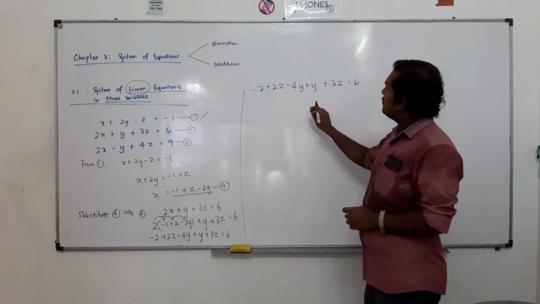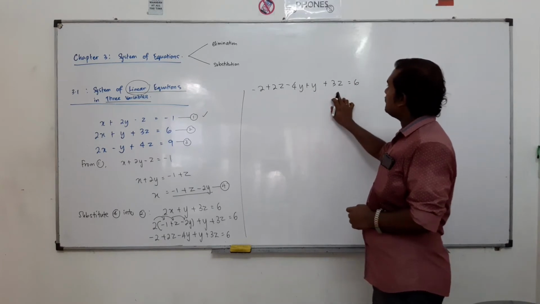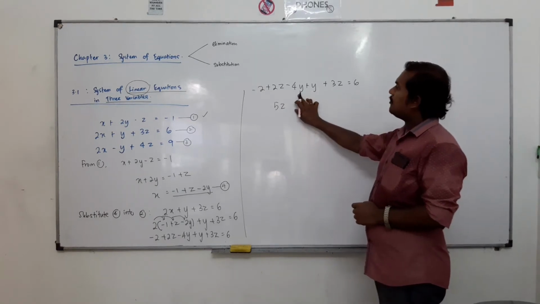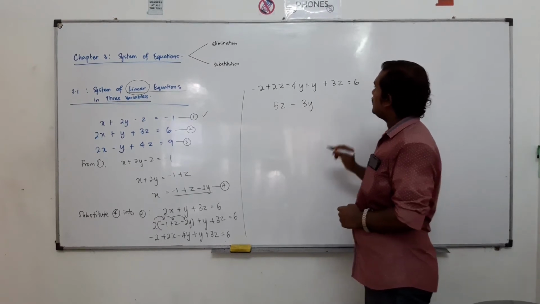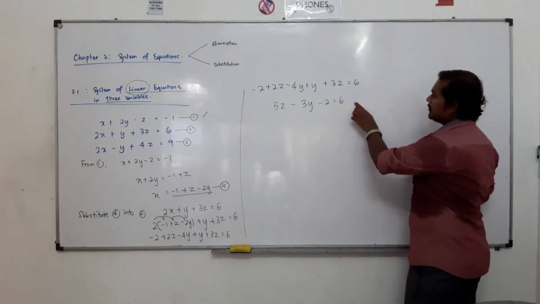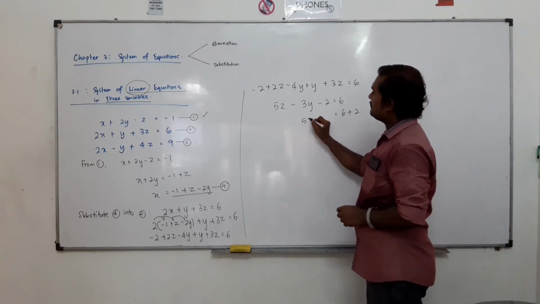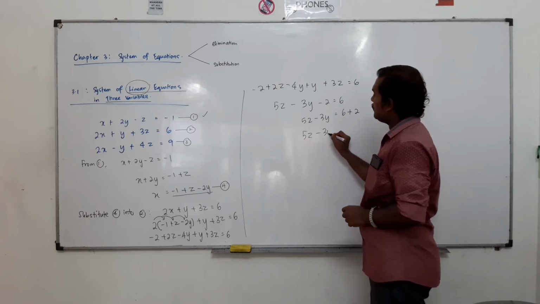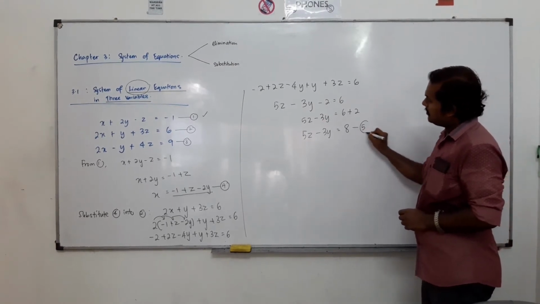In this case, positive 2z and positive 3z become positive 5z. Negative 4y plus y becomes negative 3y, and negative 2 is here, equals 6. I can bring the negative 2 over and it will be positive 2. So 5z minus 3y equals 8. This one will be equation number 5.